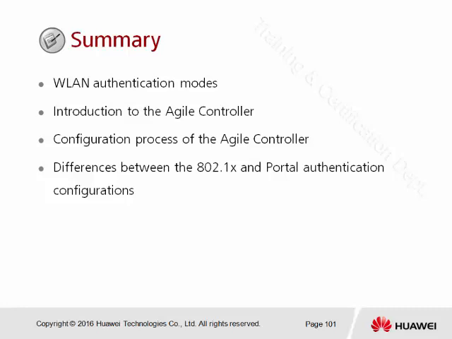So that's all for this topic number 4. This is a summary. WLAN authentication modes: how many types of authentication does WLAN have? I already mentioned that in this topic. Some of the introduction to the Agile Controller, and what the Agile Controller can do. The configuration process of the Agile Controller. And the last one is the difference between 802.1X and portal authentication.